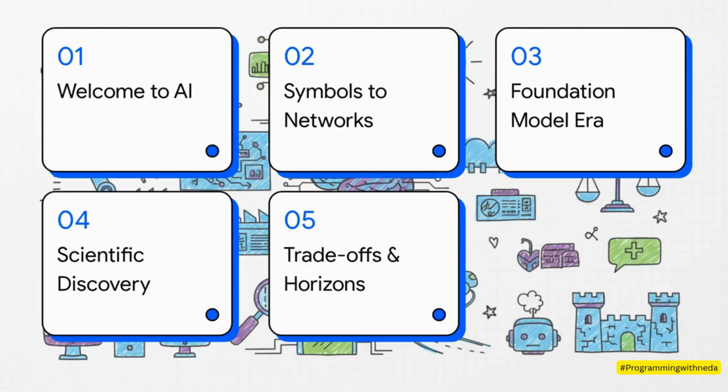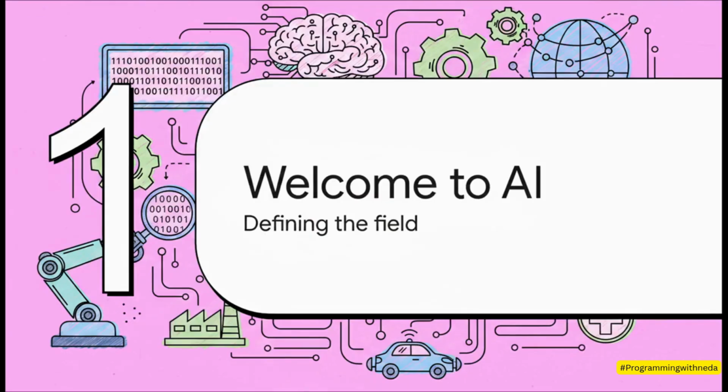Here is the syllabus for today's lecture. First up, welcome to machine intelligence. Second, from symbols to networks. Third, the foundation model era. Fourth, AI and scientific discovery. And finally, number 5, trade-offs and future horizons. Let's get started. Section 1.